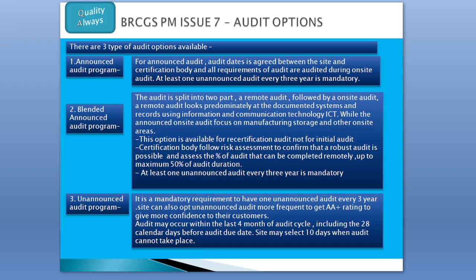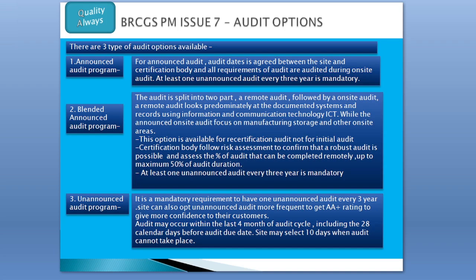The audit options. There are three audit options available. First is the announced audit option, second is the blended announced audit option, and third is the unannounced audit program. For the announced audit, the audit dates are agreed between the site and the certification body, and all requirements of the audit are audited during the on-site audit. At least one unannounced audit every 3 years is mandatory.